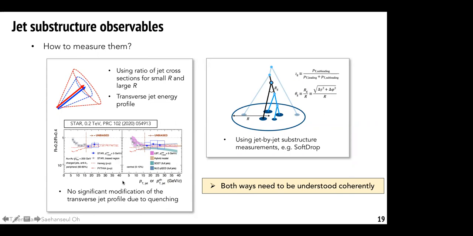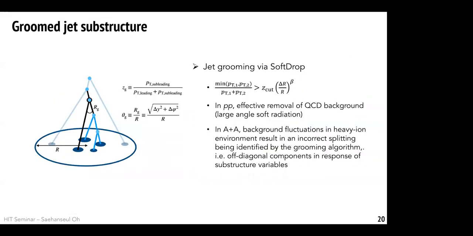Well, this is the one message from this measurement, but more recently, most of the substructure measurements are based on the jet by jet substructure measurement, which is using substructure. Anyway, both ways need to be understood coherently. That's the main message. So a slide regarding soft drop.